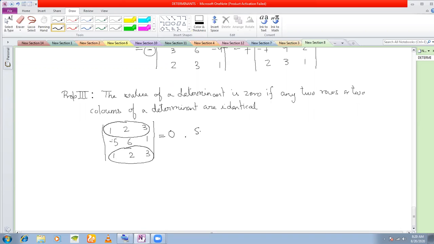Sir. Similarly, if I have this determinant, then how will you find out the value of this determinant? You see that the first column and the third column are identical, right? That means the value of this determinant will be 0. Okay.